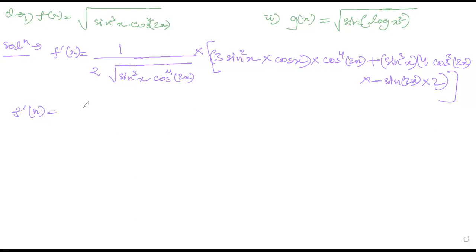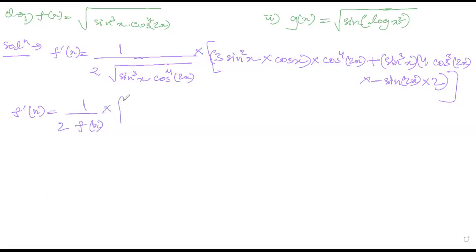So f dash x will be 1 by 2 root over c. This value, what is the value of fx? Fx is root over sine cube x into cos to the power 4 2x. So this is basically nothing but fx. The quantity with the root is whole fx. So I can write it 1 upon 2 fx, right?